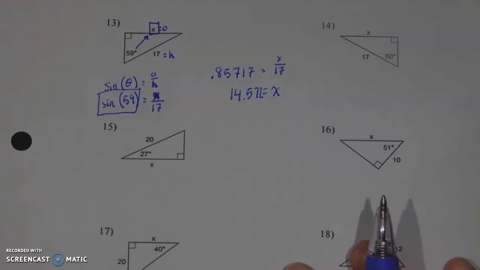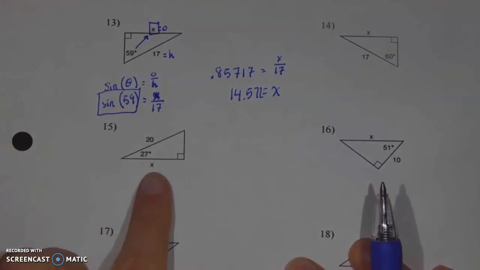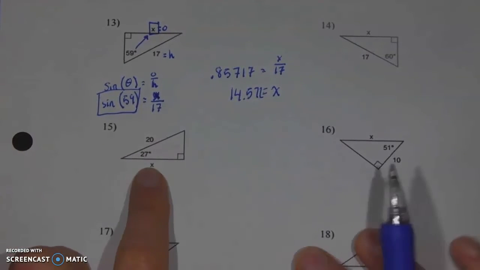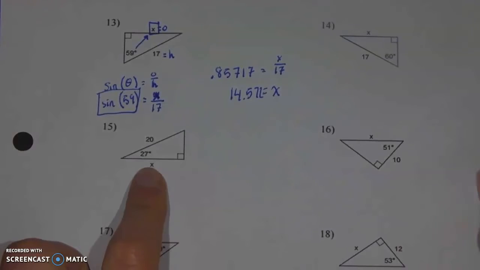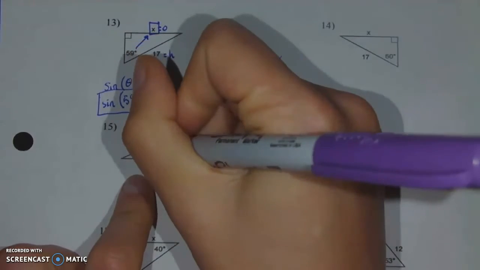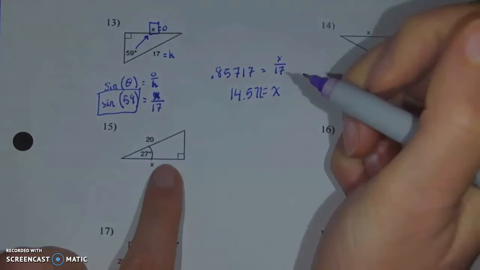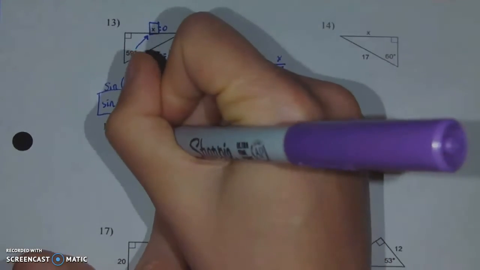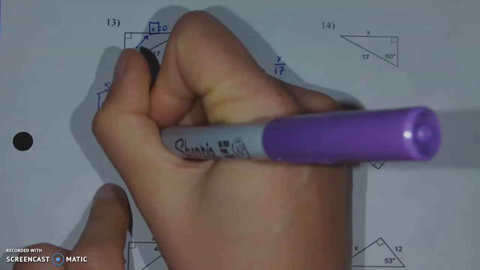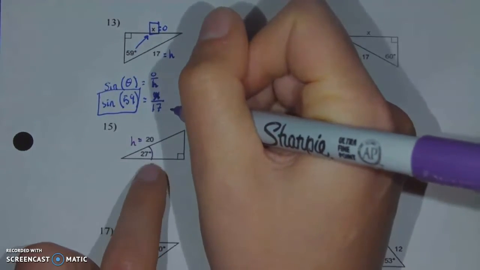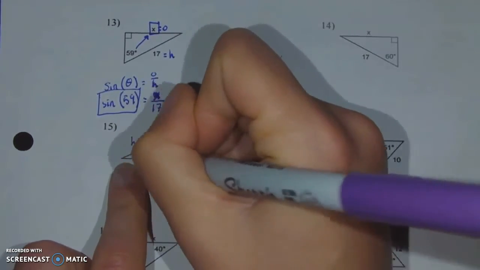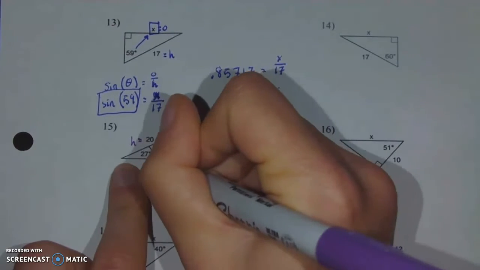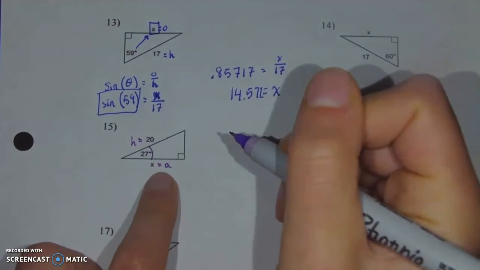Now we can do this with all of our various sides. So if I'm given this one for number 15, where I have 27 as my given angle, I have a hypotenuse, the side opposite the right angle, given, and I have the side that's attached to my given angle, or adjacent side, as well.